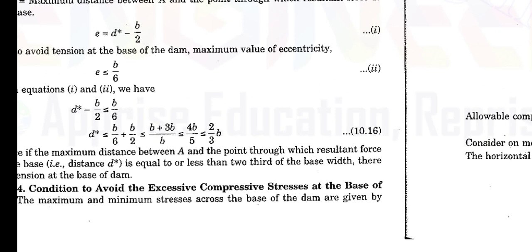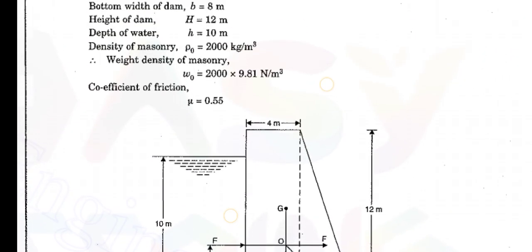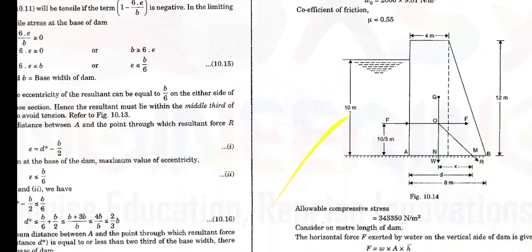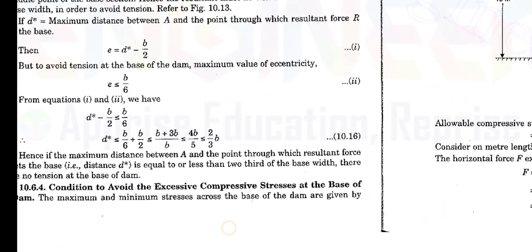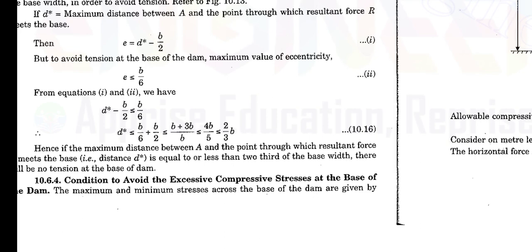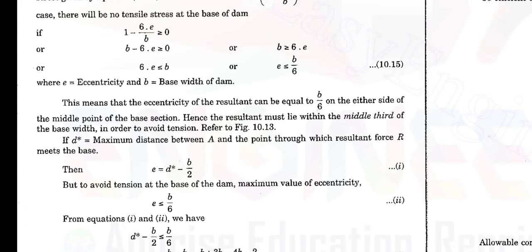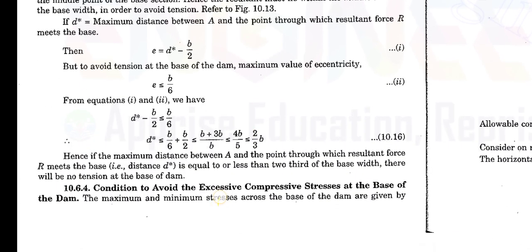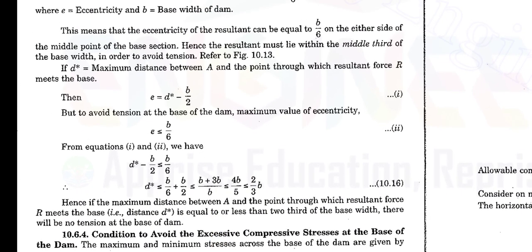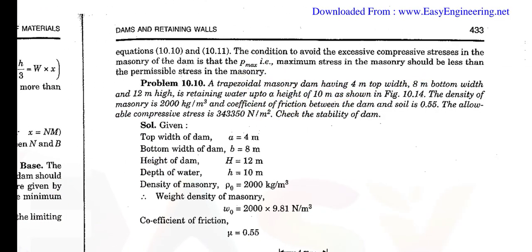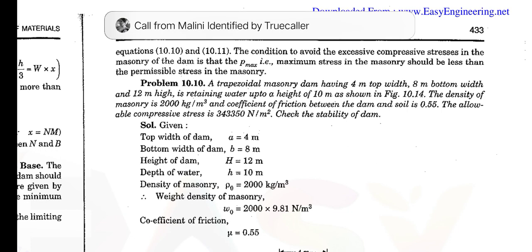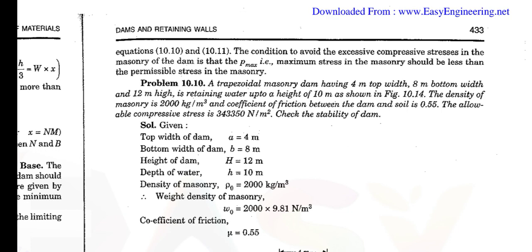Then, to avoid excess compression, the maximum stress, which is 1 plus 6e by B, should be within the limit of the breaking stress or crushing stress of the concrete, that is, the crushing strength of the concrete. So concrete will have some limitations.